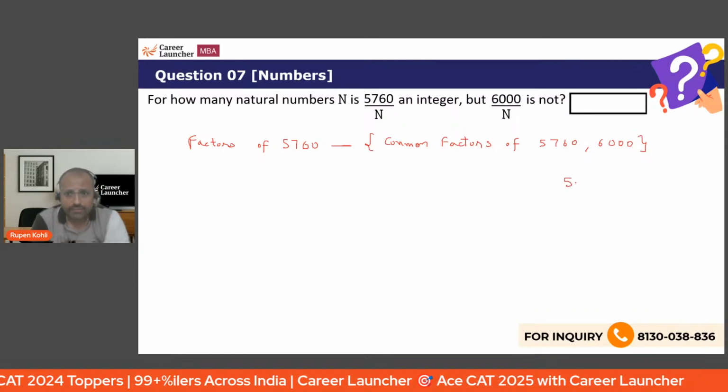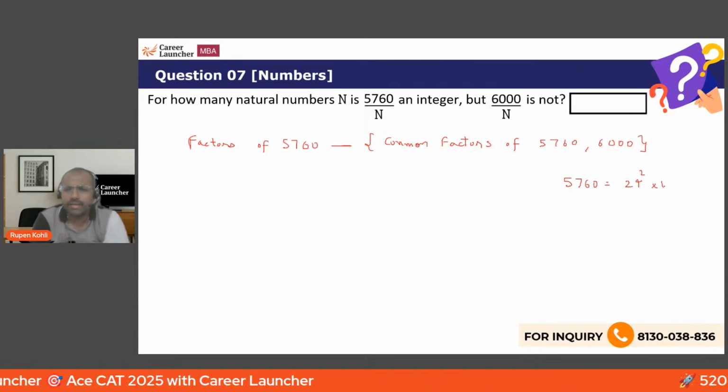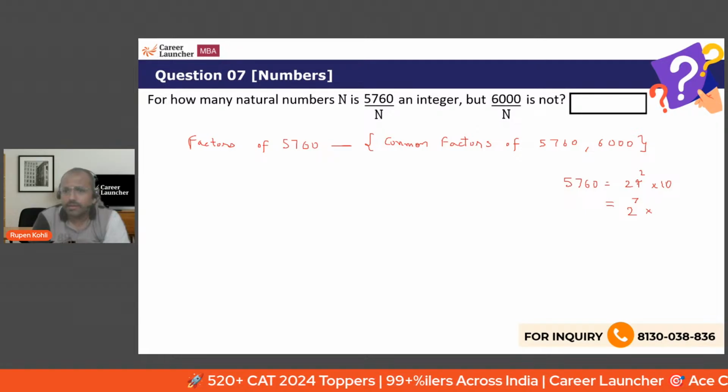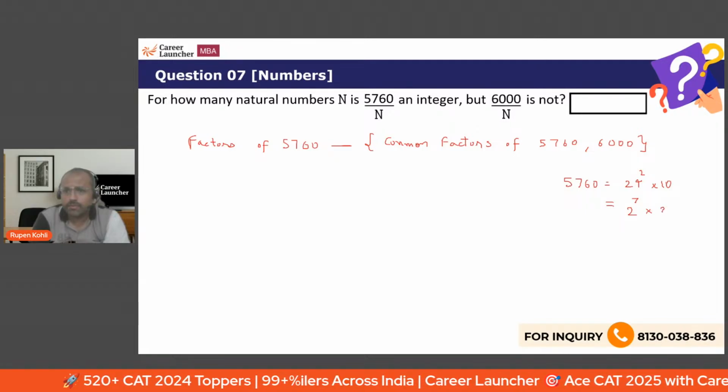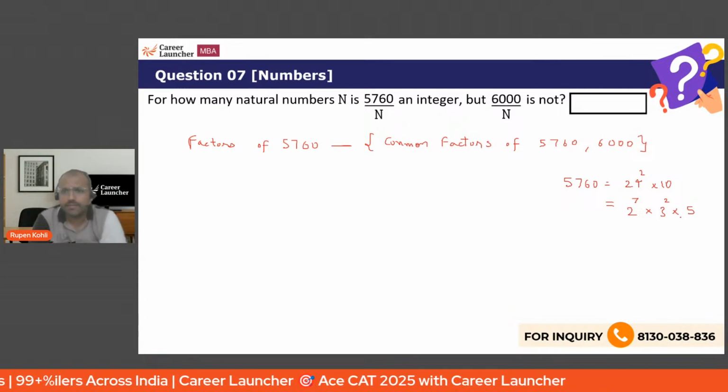Okay, so 5760. 576 is 24 square. So this is 24 square into 10. 24 is 8 into 3. 8 is 2 cube. So 2 power 6 from here and another 2 from here makes it 2 power 7. And then 3 square from here and 5 power 1 from here. Right? That is what 5760 is.